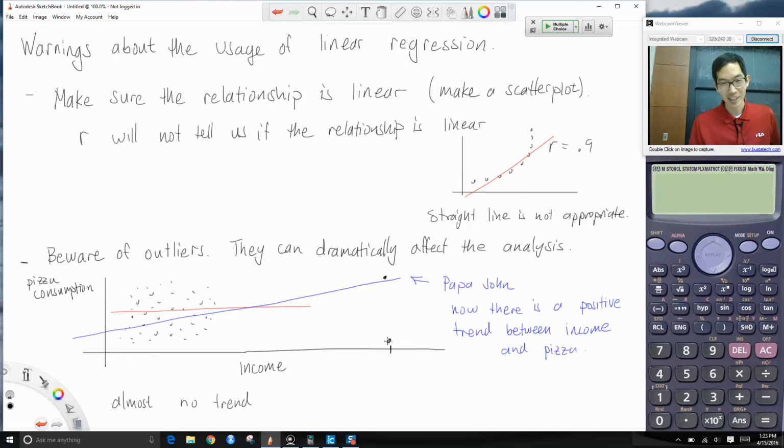Crazy, out here on income, but eats no pizza. Or eats whatever, I don't know. So the presence of outliers can drastically affect it.